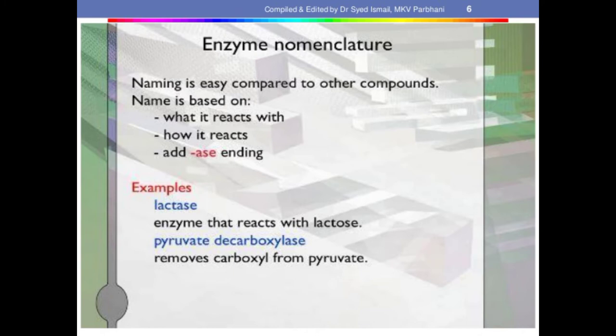What is the nomenclature of enzymes? The name is easily compared to other compounds. The name is based on what it reacts with and how it reacts, and ends with the suffix -ase. For example, lactase, adding -ase in the ending, is the enzyme that reacts with lactose. Pyruvate decarboxylase removes a carboxyl group from pyruvate. So that is the enzyme nomenclature.